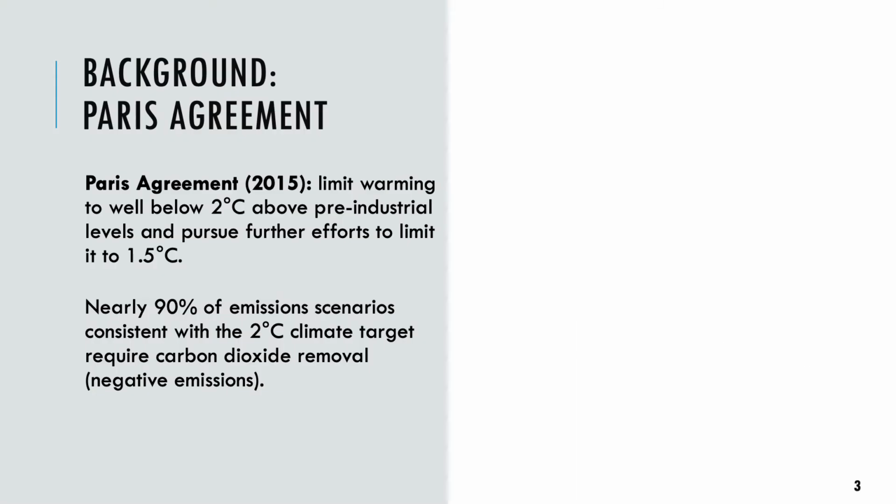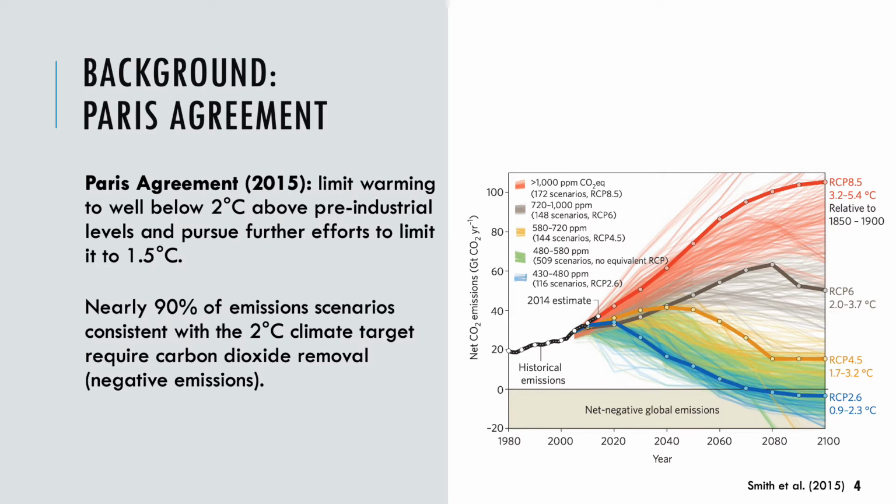The Paris Agreement stipulated that warming should be limited to well below 2 degrees Celsius above pre-industrial levels, and that further efforts should be made to limit it to 1.5 degrees Celsius. Now, the image you see on the right there shows net CO2 emissions for a range of emission scenarios. And it is the RCP 2.6 emission scenario that is consistent with our climate targets. And we can see that for RCP 2.6, we not only have to reduce our CO2 emissions, but reach a point of net negative global emissions, where we're taking out more CO2 from the atmosphere than we're putting in.